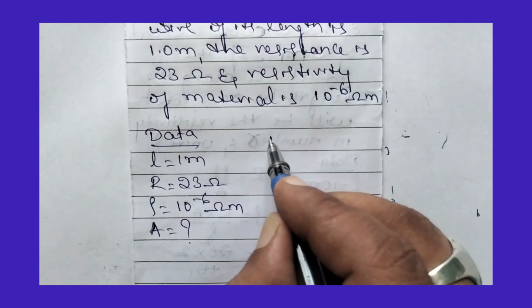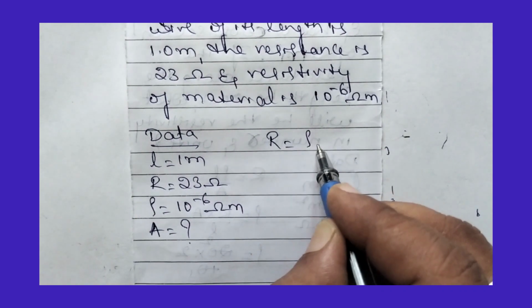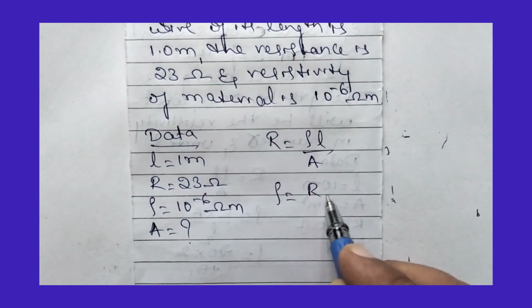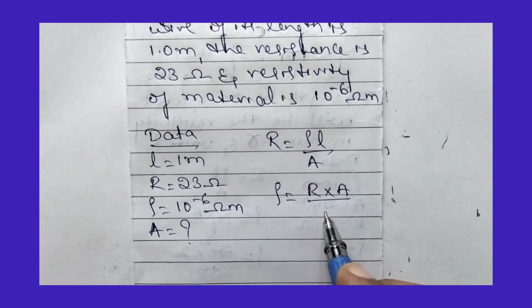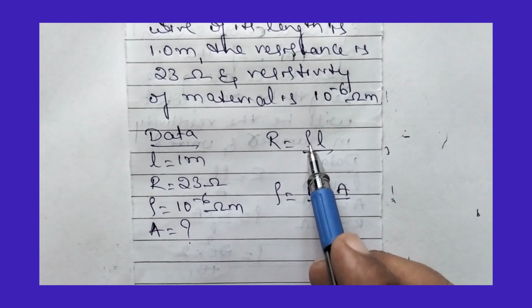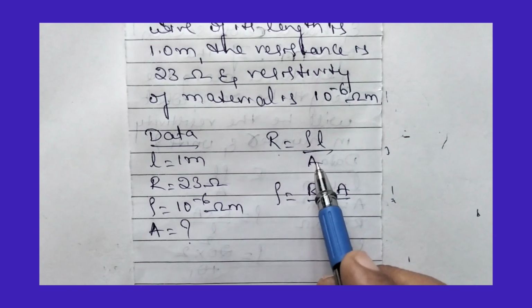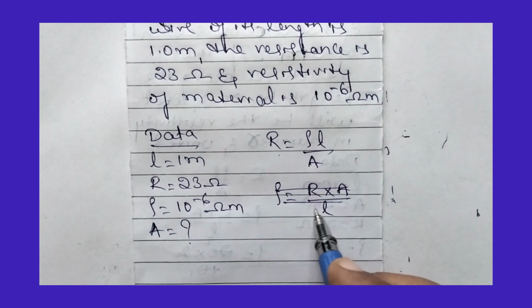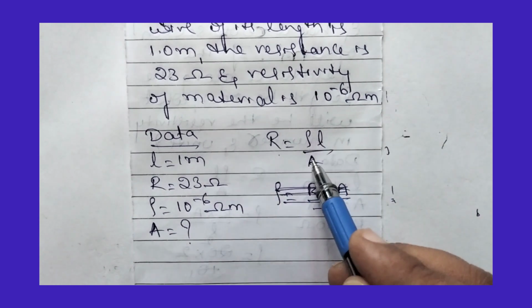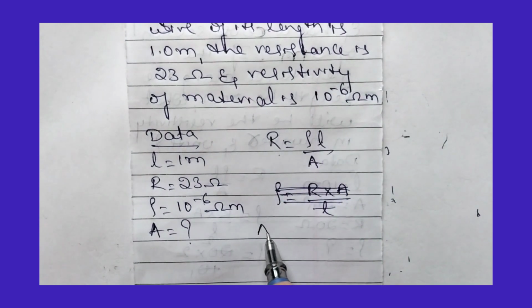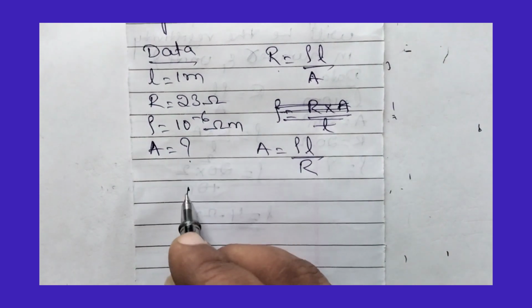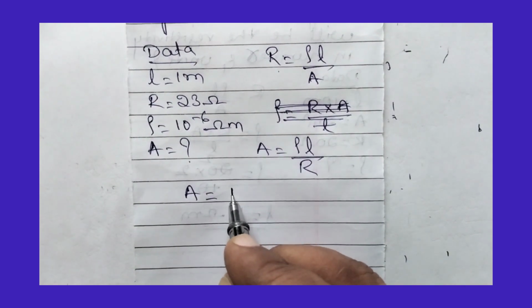So now what is the relation for these four? R is equal to rho L by A. Rho is equal to R into A divided by L. So rho stays here, bring L down, and take A up. So we have to calculate area, so take A up and bring R down. A is equal to rho L by R. So area of cross section is equal to, what is the resistivity?